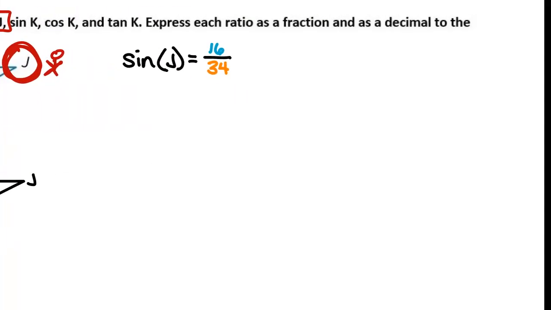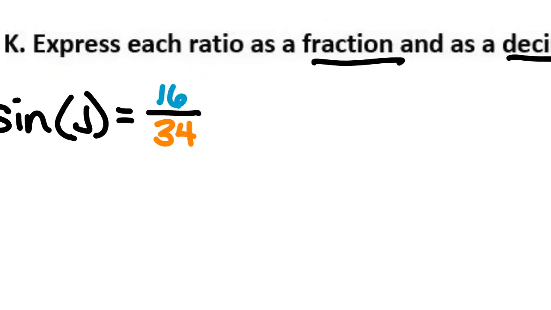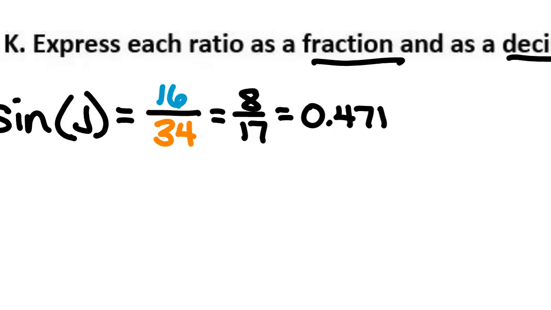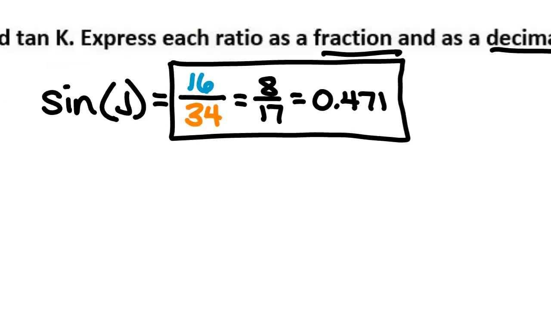We're supposed to give each ratio as a fraction and as a decimal. So I can take this fraction and reduce it down. What goes into both 16 and 34? 2. That would be 8 over 17 if I reduce that fraction down, and then if I put that fraction into my calculator, 0.471 when I round it to 3 decimal places. So there's sine of angle J.